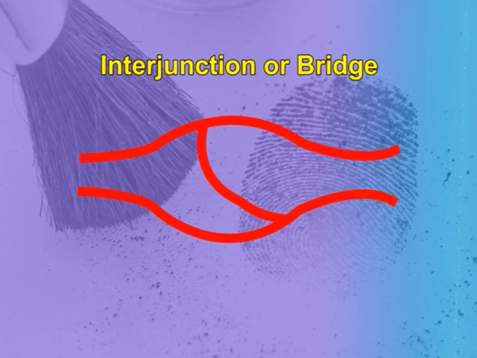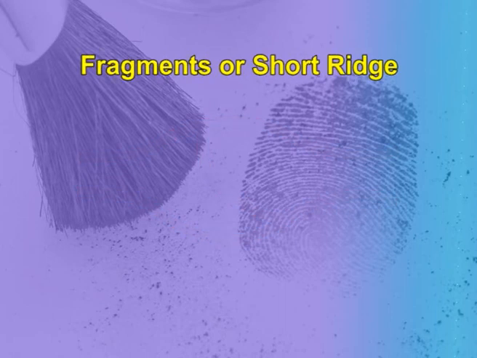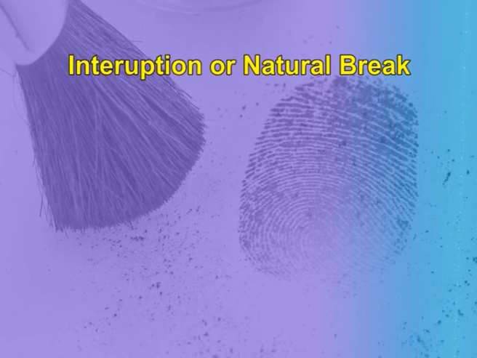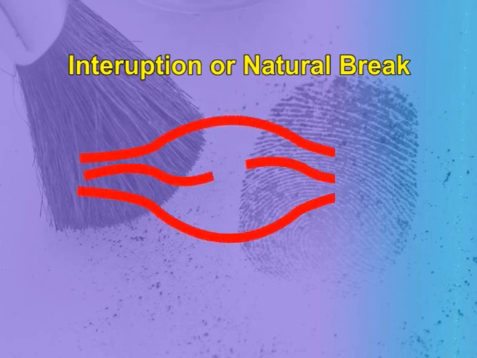Interjection or bridge. The junction of two parallel ridges by a short diagonal ridge which meets the ridge at a very acute angle. Next one is fragment or short ridge. A ridge which finishes abruptly and is of variable length. The fragment may be small or large in size. Interruption or natural break. This is a natural break or interruption in a ridge. It is in its formation similar to two ridge endings facing each other.